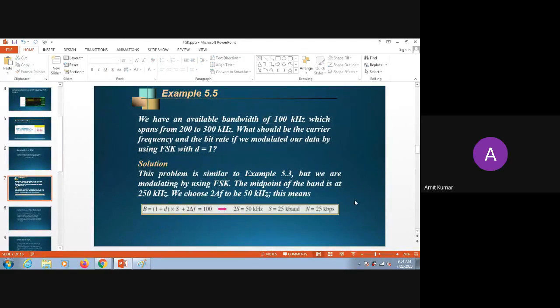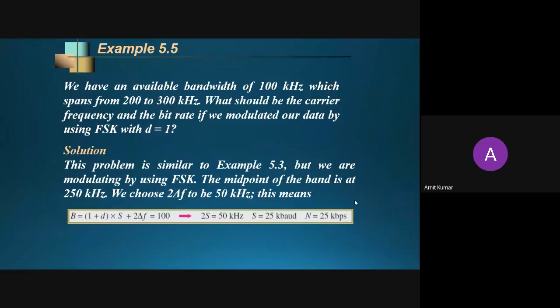So what parameters do we have? B is given in the first line, that is 100 kilohertz. D he has given, D is equal to 1. 2 delta F we have calculated. So you can calculate using this formula, and you can easily calculate the baud rate. It will be 25 kilobaud.